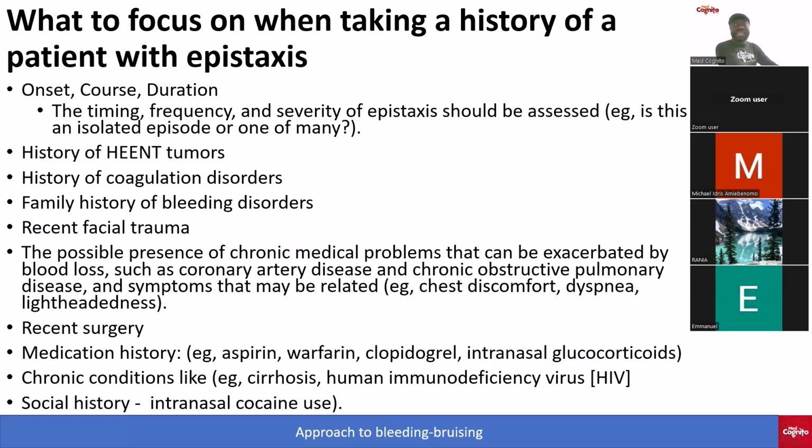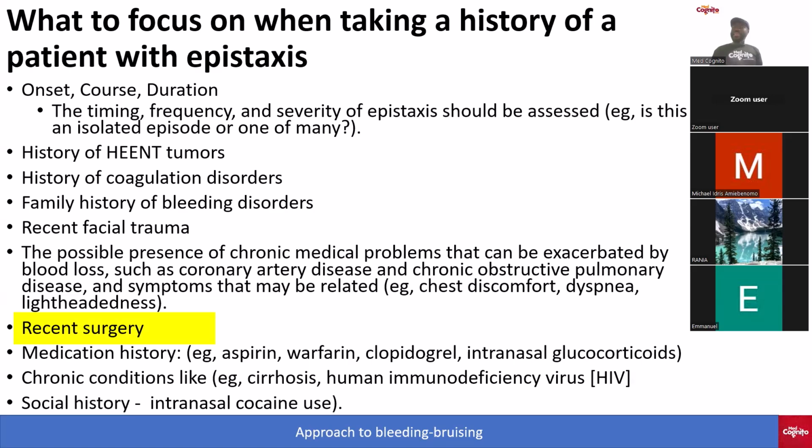And we've learned which people it is common in. And we've learned that if there's a nasal tumor, there will be facial pain and unilateral nasal blockage, right? Is there a history of coagulation disorders? Is there a family history of coagulation disorders? You will also want to ask, has the patient had any facial trauma as well? Okay. And the possible presence of chronic medical problems that can be exacerbated by blood loss, such as coronary artery disease, such as chronic obstructive pulmonary disease, and symptoms that may be related, like does the patient have any chest pain, any shortness of breath, any lightheadedness?